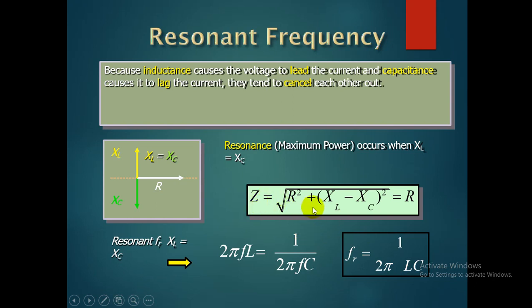This is Z equal to under root R square plus XL minus XC whole square, which is equal to R only. We can say in the series circuit at resonance condition, the impedance value is only R. It means that at this resonant condition, the circuit behavior is of resistive nature and has unity power factor. Before that it has the capacitive nature and leading power factor. After the resonant condition it has the inductive nature and lagging power factor.